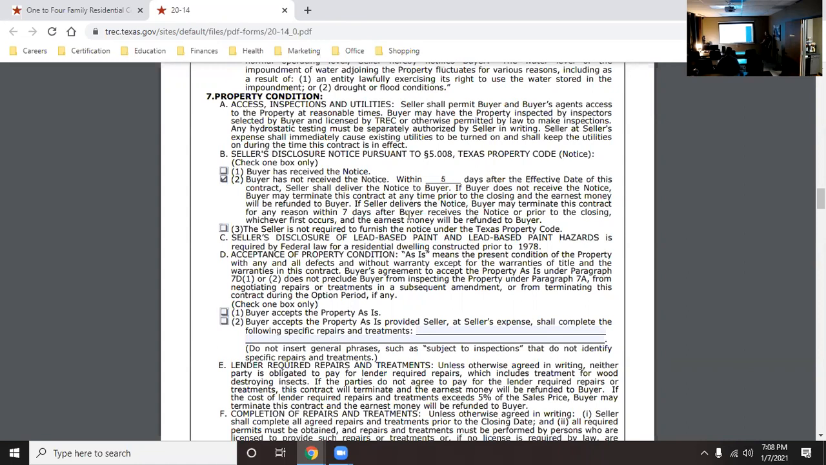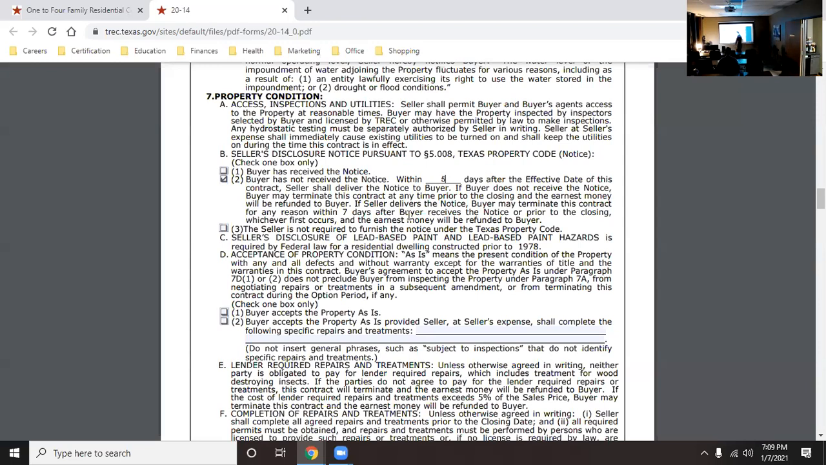Get it within 5 days. But what now do I have? My buyer has 7 days to terminate for any reason. There's my option contract. Did my clients have to pay $100? Not one dime. My clients get in the contract for free.